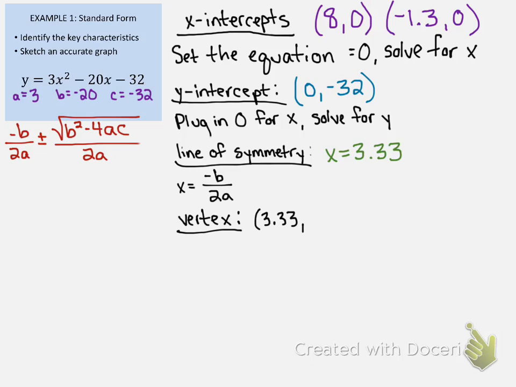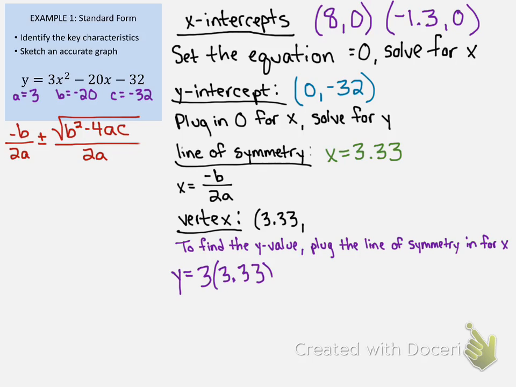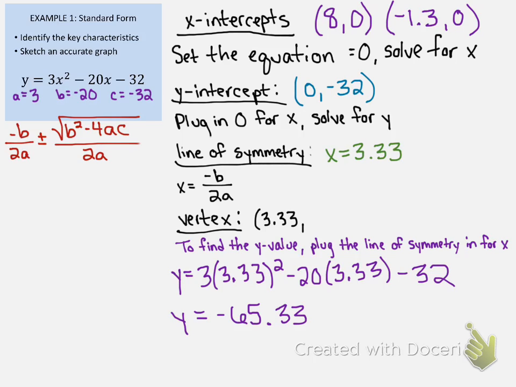Last, I'll find the vertex. By knowing the line of symmetry, I already know the x value of the vertex, because the vertex has to lie somewhere on the line of symmetry. So in order to find the y value of the vertex, I take the line of symmetry and plug it in for x. So I'm going to rewrite the equation, but replace all the x values with my line of symmetry. And then I'm just going to type that into my calculator as I see it. I end up with negative 65.33. So that's going to go in place of the y value of my vertex.